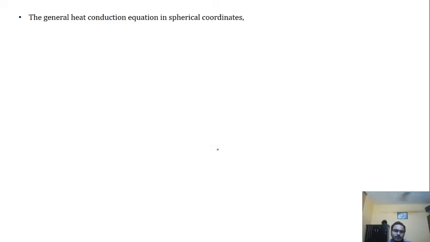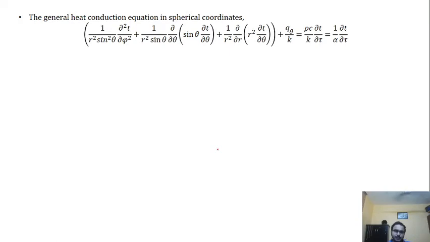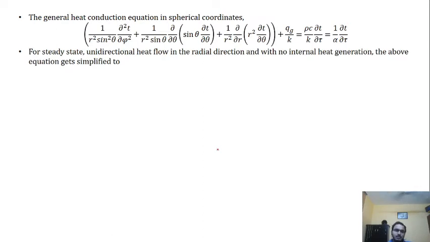Now, first of all, we will begin with the general heat conduction equation in spherical coordinates. We have proved this in our previous lectures. Here there are a few conditions, or assumptions, that we are going to apply: it is a steady state, unidirectional heat flow in the radial direction with no internal heat generation. So the above equation will get simplified.